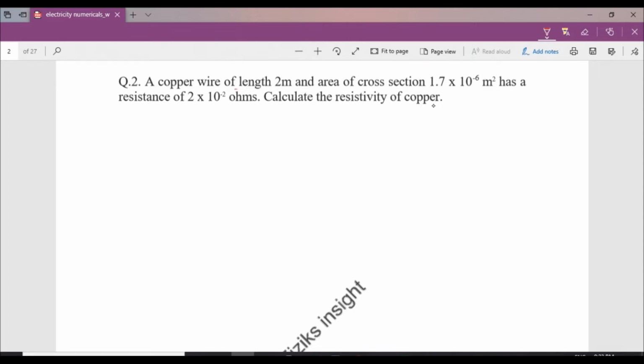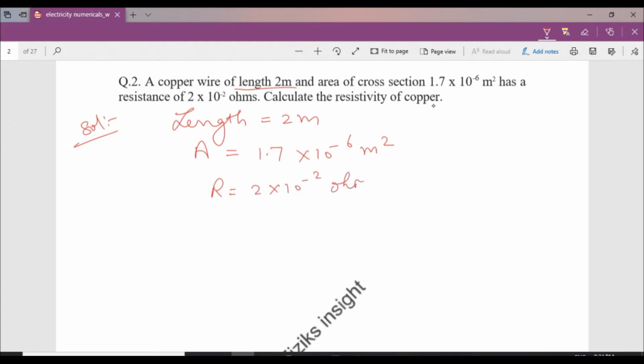First of all, length is given to us. Length is 2 meters. Area of cross section is 1.7 into 10 raised to power minus 6 meter square. Resistance is 2 into 10 raised to power minus 2 ohms. We have to evaluate the resistivity of copper. So again remember the formula which is connecting all these things. So that is R is equals to rho L upon A.